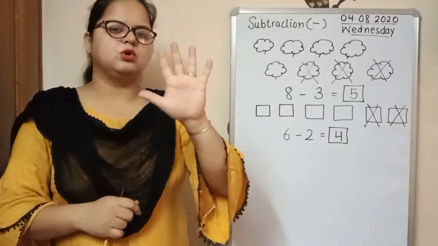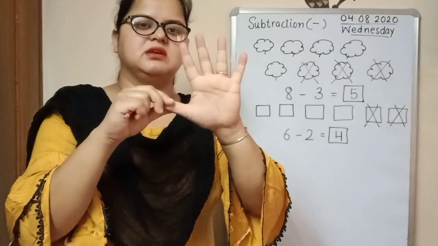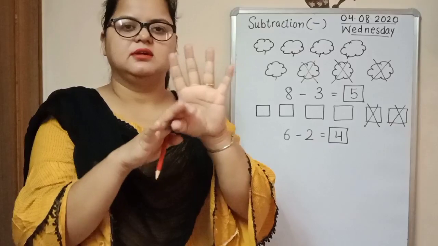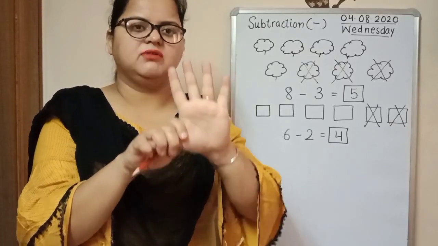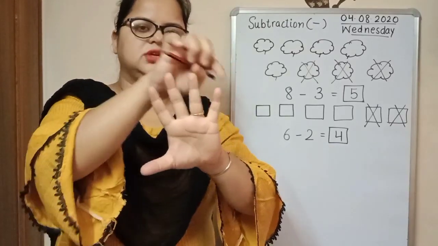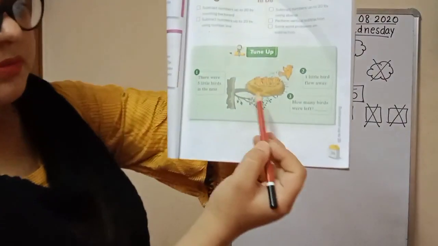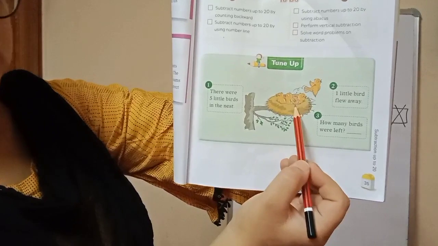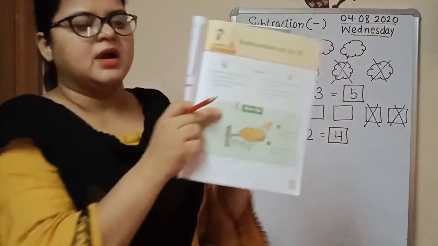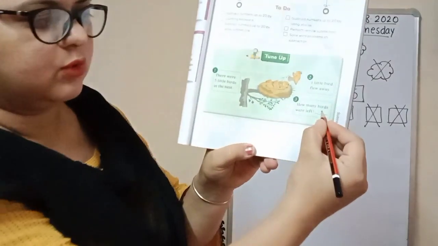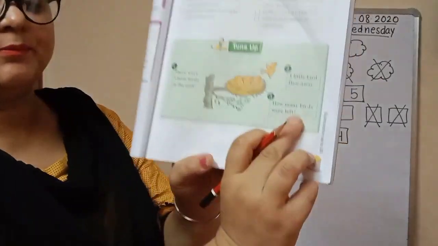So what we will do? 5. 5 में से one bird अगर flew away है, उड़ गया है, then we will remove 1 from these 5. Then we have 1, 2, 3, 4. कितने birds हैं अब nest में? देखिए count करें आप सब. 1, 2, 3, 4. How many birds were left? 4. So you have to write number 4 here.